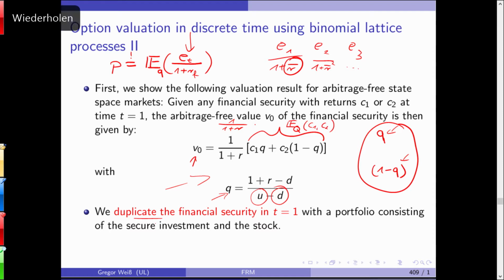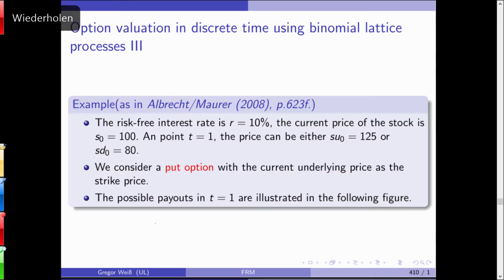Now we want to duplicate this financial security in t equal to 1 with a portfolio consisting of the risk-free investment and the stock. This is the same as in the Albrecht Maurer textbook. Now we start with the risk-free interest rate of 10%. The current stock price is 100, and it can go up and it can go down. In both scenarios, we'll have a stock price of 125 or 80. And we'll consider a put option with the current underlying price as the strike price.